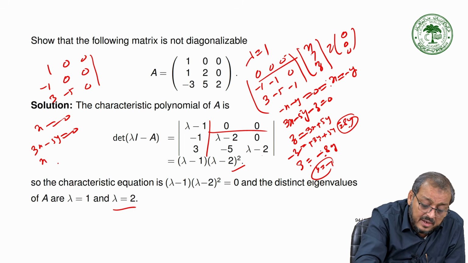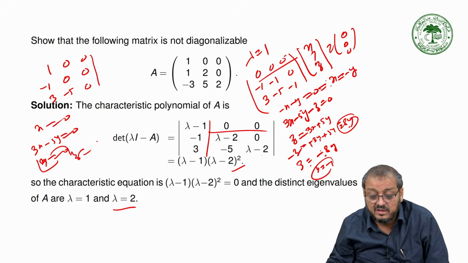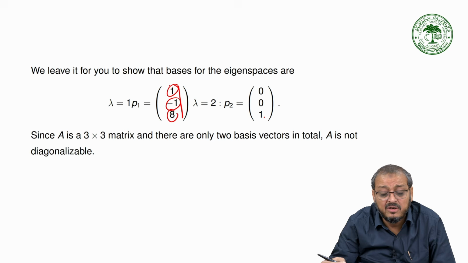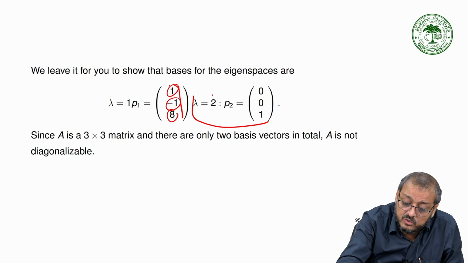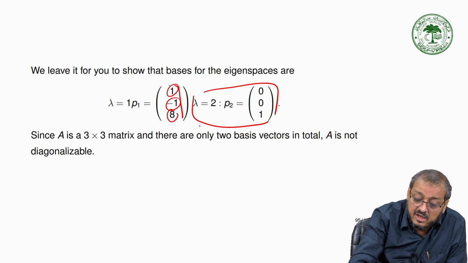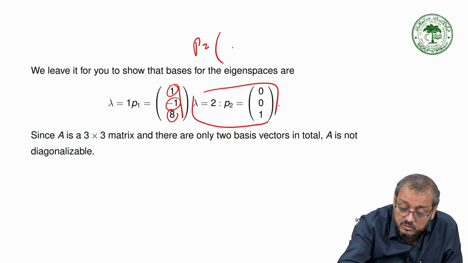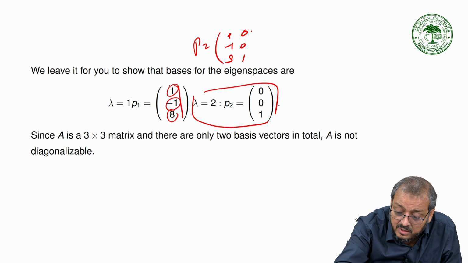So y is also 0, and z is an arbitrary vector. So we can say (0, 0, 1). And then for lambda equal to 2, if we find P, then this P is equal to (1, -1, 8) and (0, 0, 1), and this is not a 3 by 3 matrix.